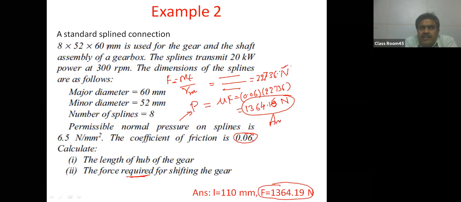I think 2 or 3 classes are needed to complete the coupling. And after that, 3-4 or 6 classes for springs. So in the next class, be ready for the coupling.